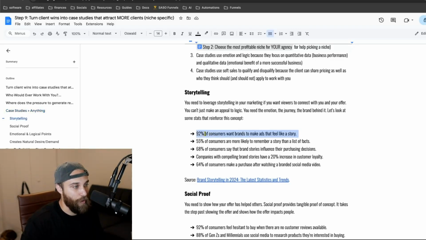92% of consumers want brands to make ads that feel like a story. 55% of consumers are more likely to remember a story than a list of facts. 68% of consumers say that brand stories influence their purchasing decisions. Companies with compelling brand stories have a 20% increase in customer loyalty. That's going to be big if you're in monthly recurring revenue because your CLV, your client lifetime value, is now increased. And 64% of consumers make a purchase after watching a branded social media video.